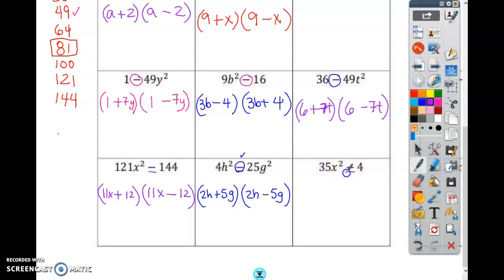Did you guys have trouble with this one? Because it is subtracting. This is a square. This is not a perfect square. 35 does not work. Okay? So we would have to do that a different way. This is not difference of two squares. So put not. It does not work.